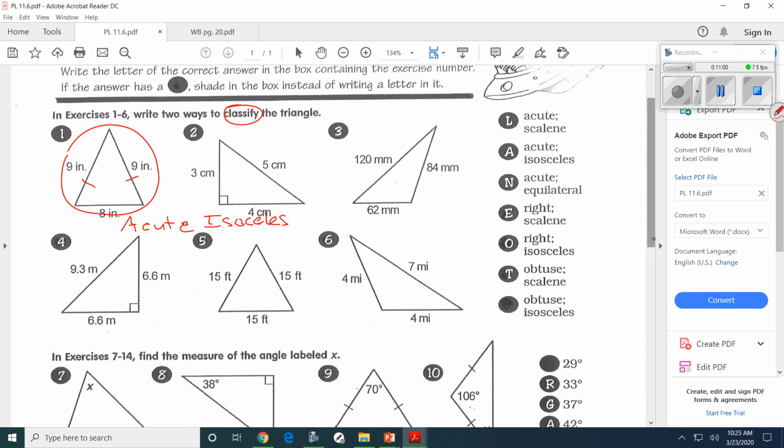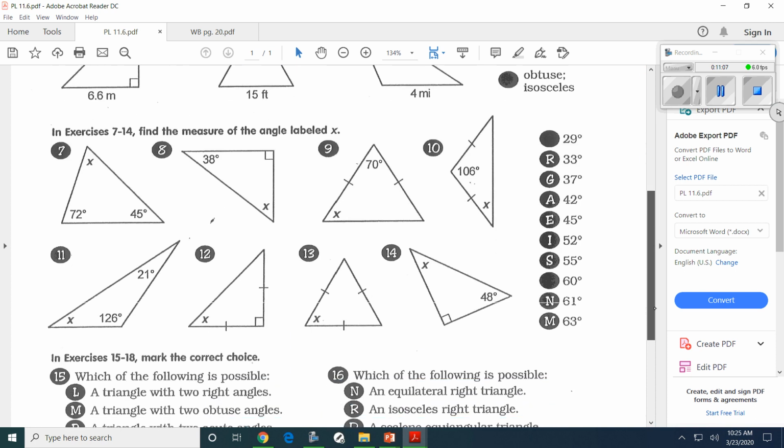You can do that with the top part. You're just going to look at the names of each one of them. On the bottom part is where you have to find the missing degrees.